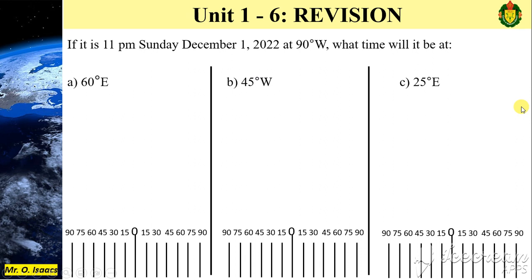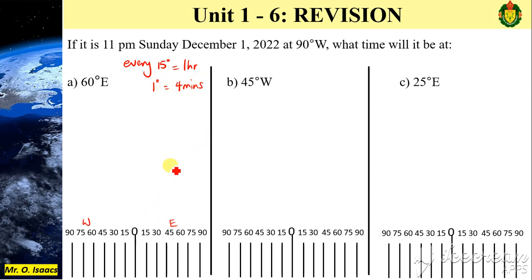So there are two ways in which you can actually work out time. You can use the calculation part, or you can use this line diagram that I have here. Let's start with the line graph. Over this side will be the west, over this side will be the east. The rule is that every 15 degrees on a line of longitude is equal to 1 hour, and every degree is equal to 4 minutes.